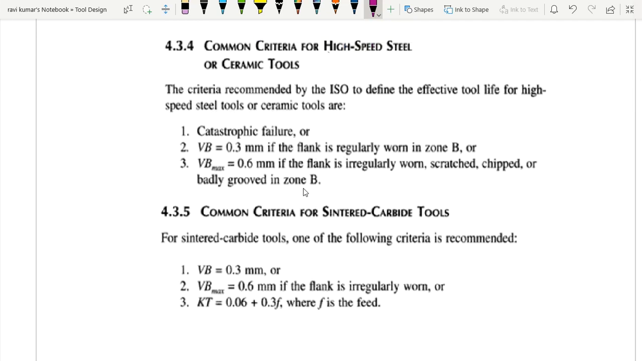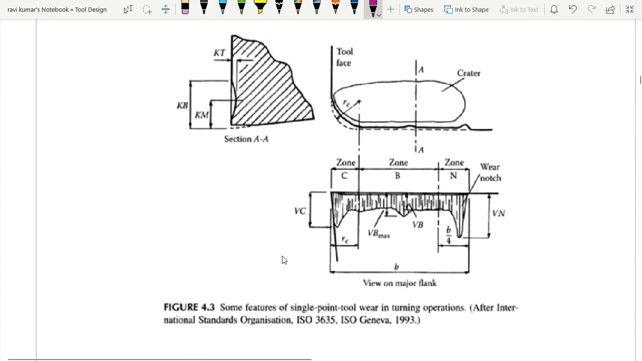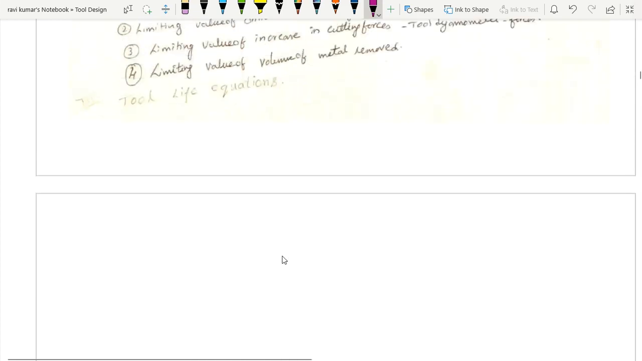What I told is regarding the HSS and ceramic tools. In case of sintered carbide tools, we have to check the crater wear depth also. If the crater wear depth has reached a limiting value, then I will tell that the life of the tool is over, right? So these are nothing but the direct criteria. That means I take out the tool and make measurements.